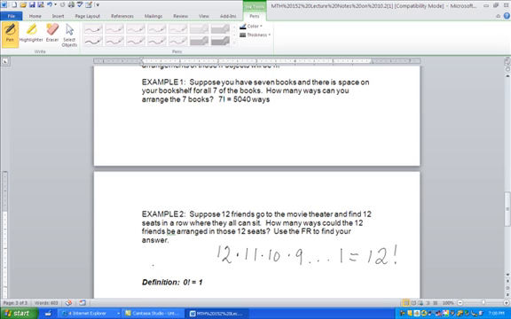Okay, and one last definition before we leave this lecture. 0 factorial is defined to be 1. So that concludes the lecture on 10.2.